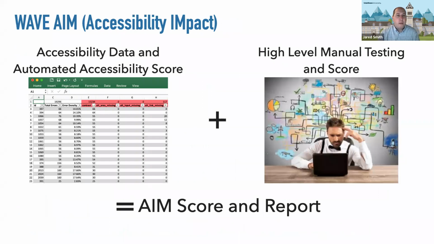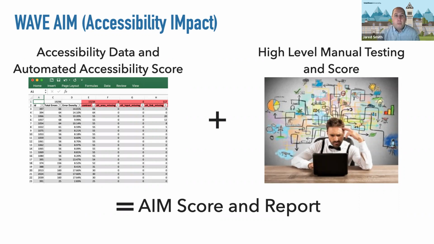We also have the WebAIM AIM service, which is an accessibility impact service. We see a lot of entities that just need a snapshot of their accessibility. They want to know where they're at and what the accessibility issues are and maybe how their website compares to other pages generally. So the AIM service collects accessibility data using the Wave API across an entire website and generates an automated accessibility score. That score is aligned with the accessibility data for those 1 million homepages. So it allows you to see, based on automated testing, how your site compares to sites generally on the web. So it gives you a comparison score.